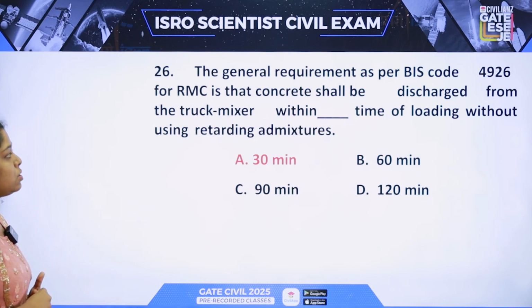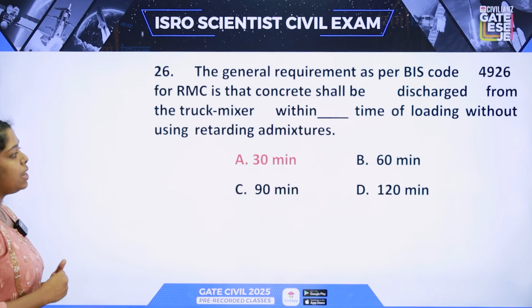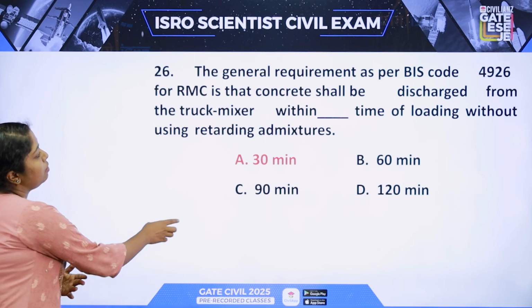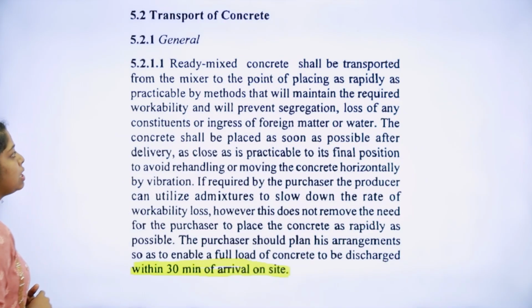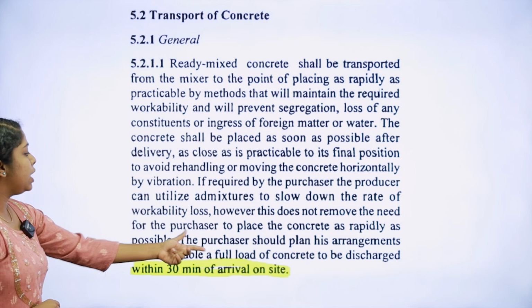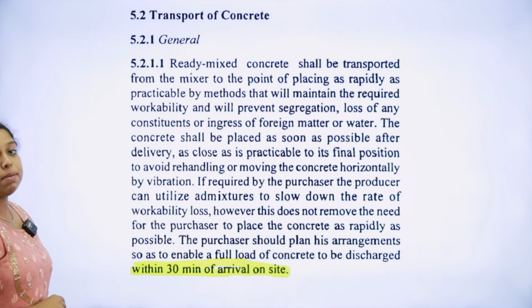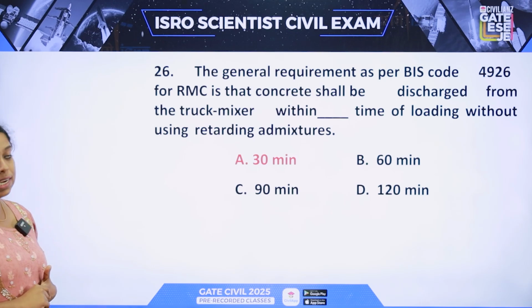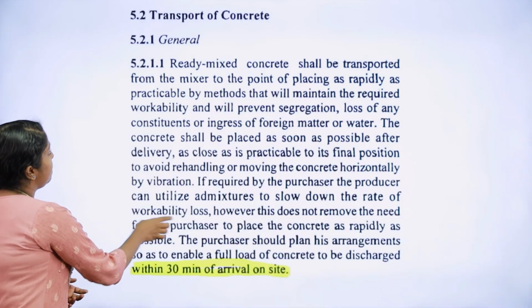Moving on to the 26th question. The general requirement as per BIS code 4926 for RMC is that concrete shall be discharged from the truck mixer within a specified time of loading without using a retarding admixture. We have taken an abstract from the code itself. In the case of RMC, the full load of concrete is to be discharged within 30 minutes of arrival on the site. So option A is the right answer. 30 minutes is the right answer.